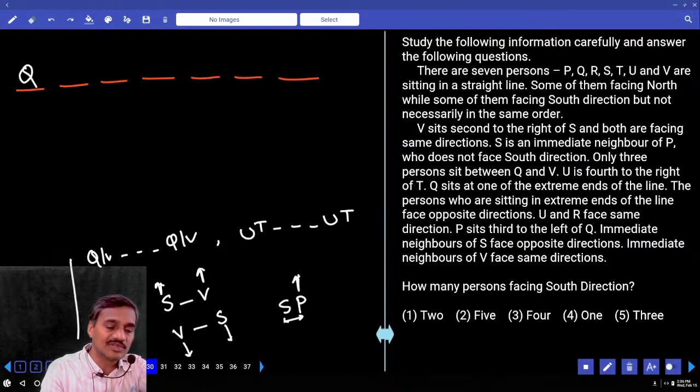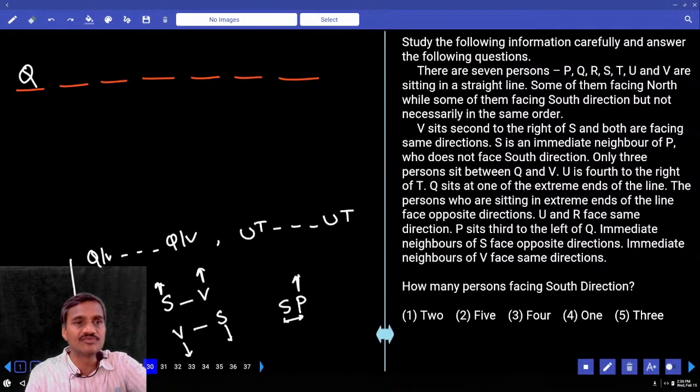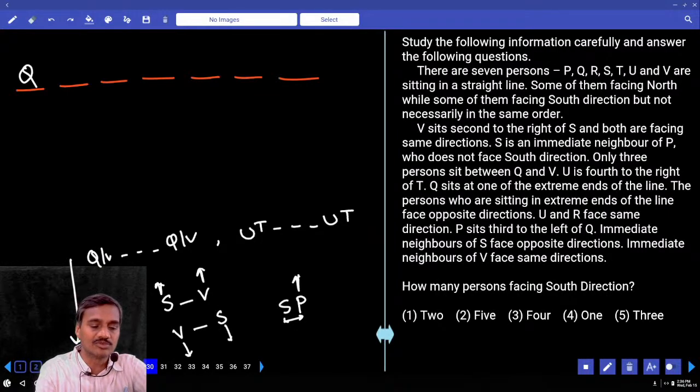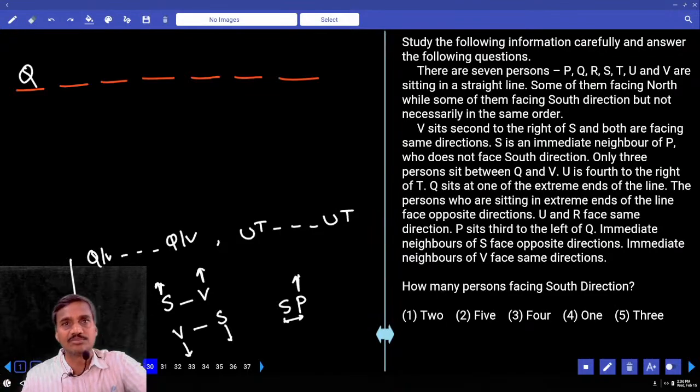Why are we writing all this information separately? Because definite information is not given. We could not find anything definite, only possibilities. We don't know where to place them, hence we have written this separately.